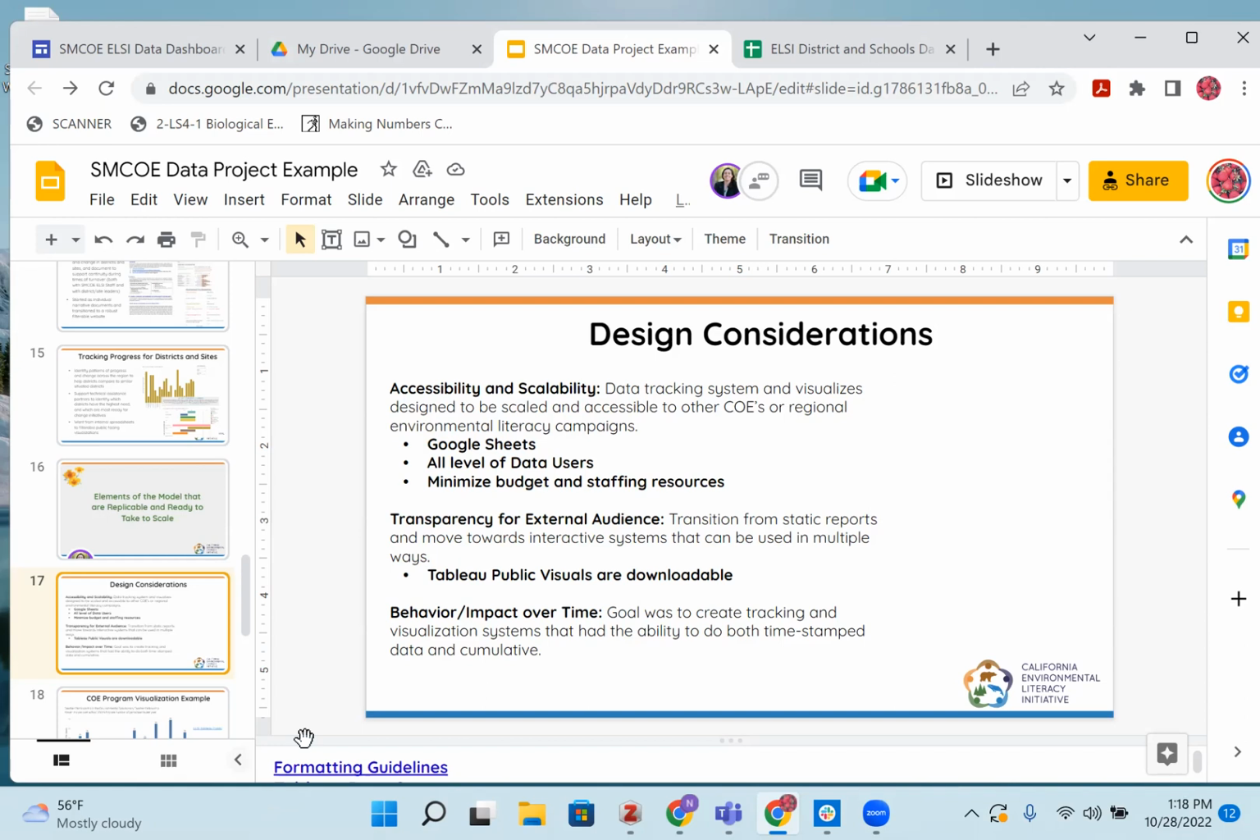And going along with both of those considerations was we really wanted to develop a system that was going to minimize the amount of budget and staffing resources needed to set them up and also to maintain them over time. So another design consideration or principle that we used was transparency for an external audience. We really wanted to transition out of using these static reports and into something more interactive that could be more easily used by different types of stakeholders to find the answers that they were looking for from the data. So we have to show one graph that can help with a lot of different stakeholders. So how do we do that?